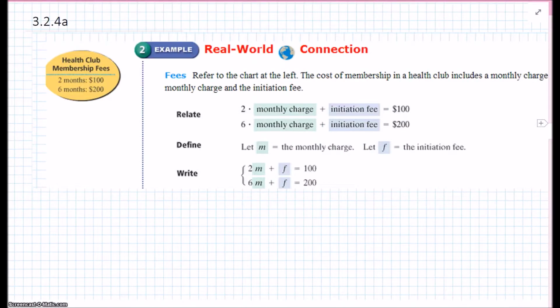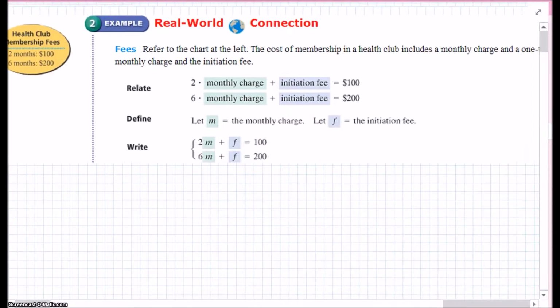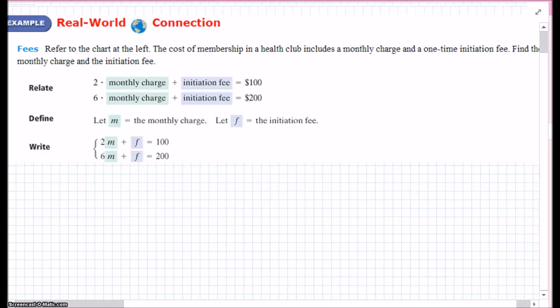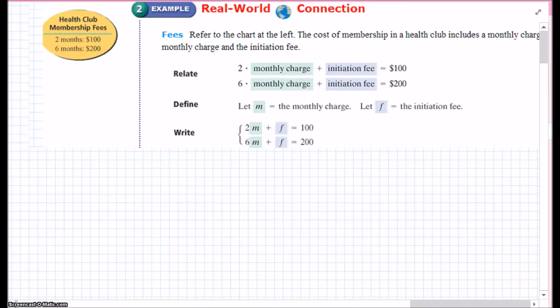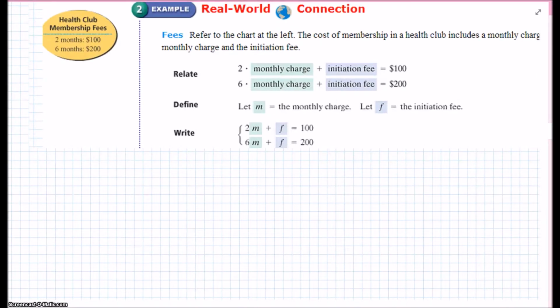Now let's look. Refer to the chart at the left. The cost of membership in a health club includes a monthly charge and a one-time initial fee. Find the monthly charge and the initial fee. So here's what we know. For 2 months, I pay $100, and for 6 months, I pay $200.